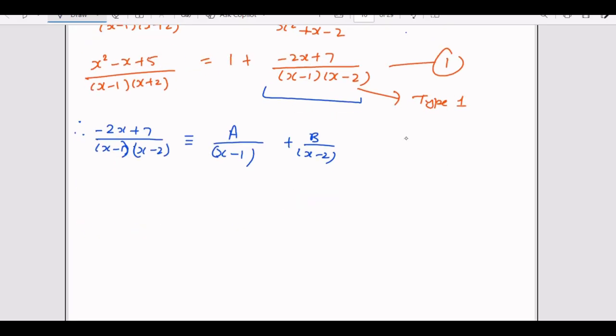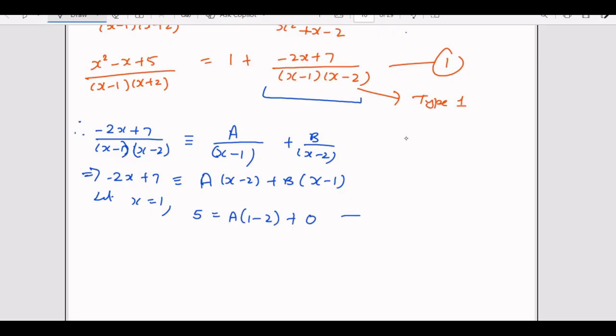When you take the denominator to the other side, I'm going to get here that -2x + 7 will be equivalent to a into (x - 2) plus b into (x - 1), right? So we got this one. So let's say x is equal to 1, then the left hand side is going to become 5, and x is 1 here, so 1 minus 2, and this other term is going to become 0. So this gives us a is equal to 5 over 3.